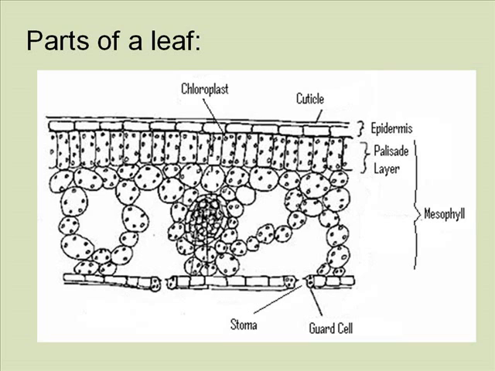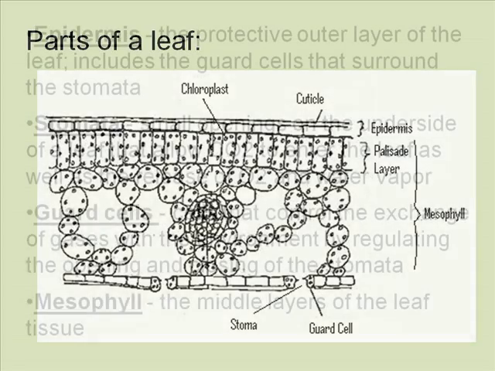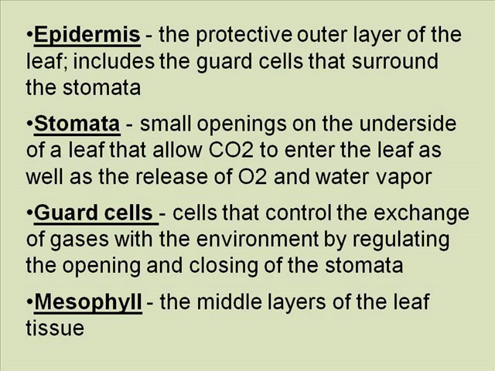So if I could cut a leaf in half, look into it, and of course if I had microscopes for eyes to be able to see all the cells, these are the layers I would see inside of the leaf. We're going to go over the definition of each of these parts. The epidermis of the leaf is the protective outer layer.